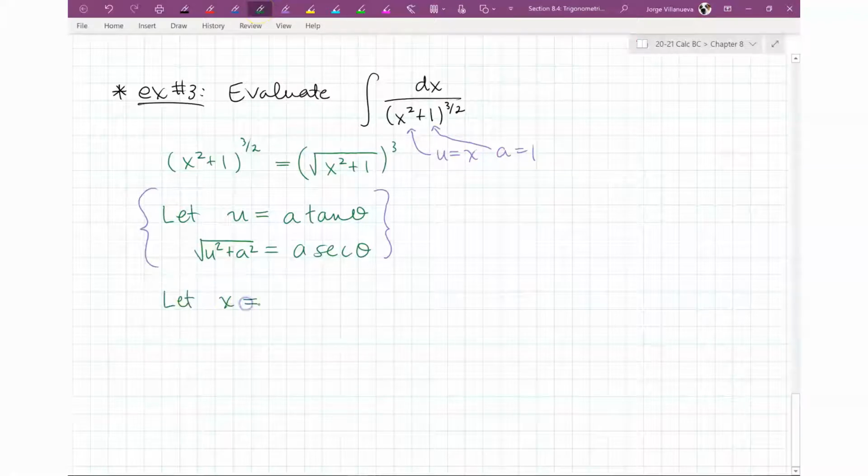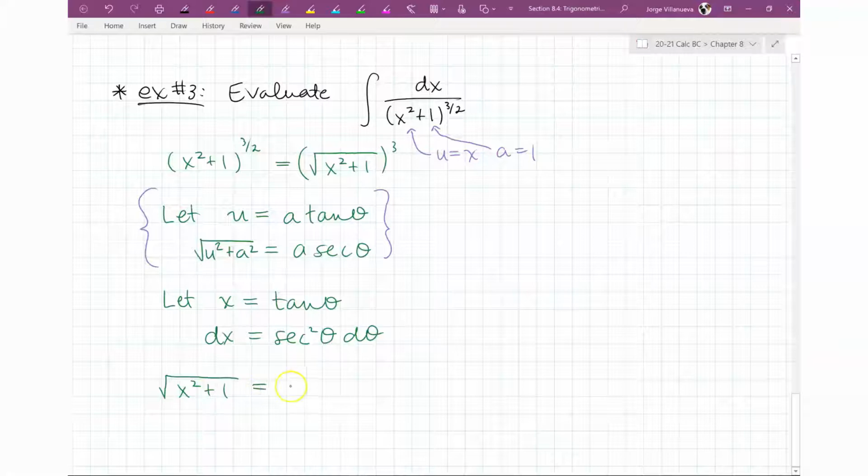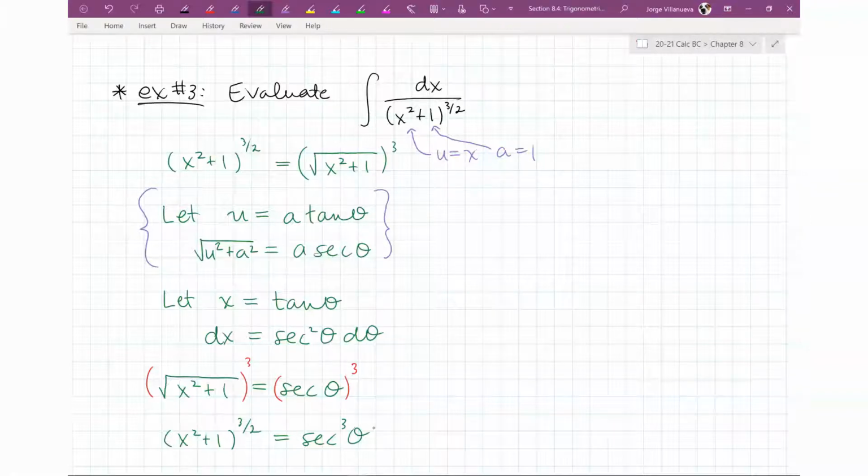Let u, which is x, equal a, which is 1, times tangent of theta, so there's x. That means dx is secant squared theta d theta. So I have my derivative, I have my x value, and I need to know that the square root of x squared plus 1 is secant theta, but I don't need just the square root of x squared plus 1, I need the square root of x squared plus 1 cubed. So that means x squared plus 1 to the 3 halves is secant cubed theta. Now I have all my pieces that match: my x squared plus 1 to the 3 halves, and my dx.